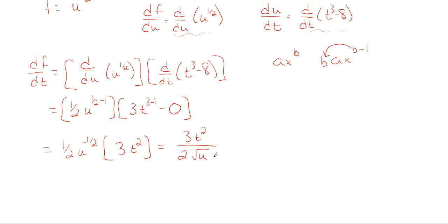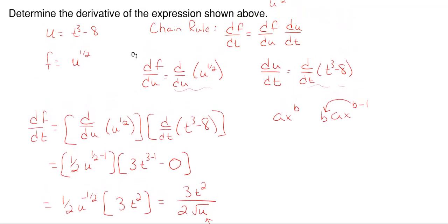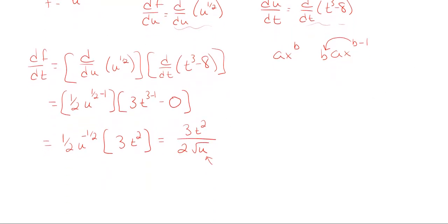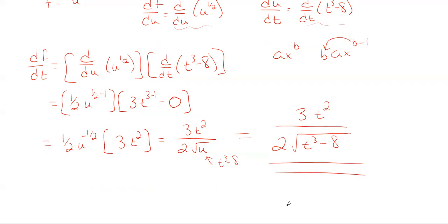Well, we're not 100% done yet because we still have to plug in u and put it in terms of t. Well, what is u? Well, we wrote that out at the very beginning. u is t cubed minus 8. So just plug in t cubed minus 8 here. And then this expression becomes 3t squared all divided by 2 times the square root of t cubed minus 8. And that is our final answer.